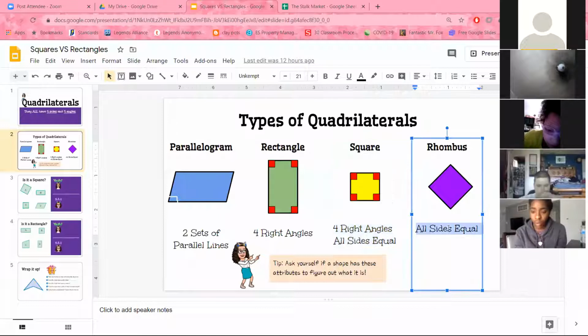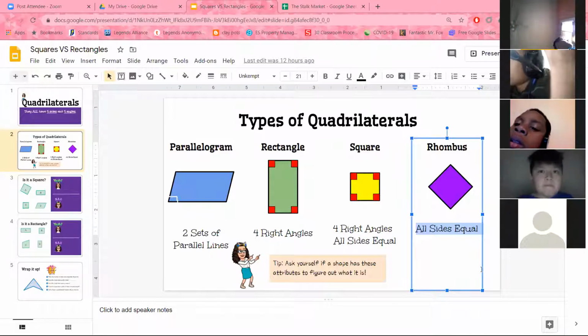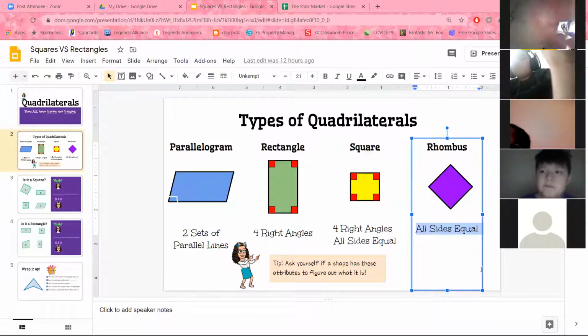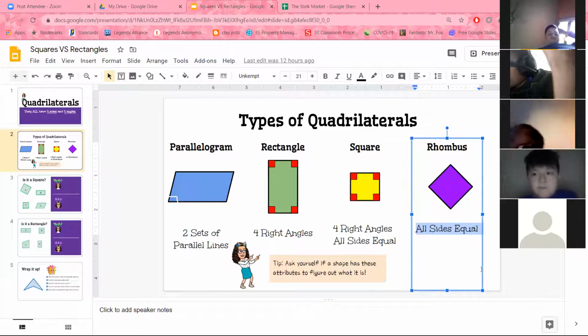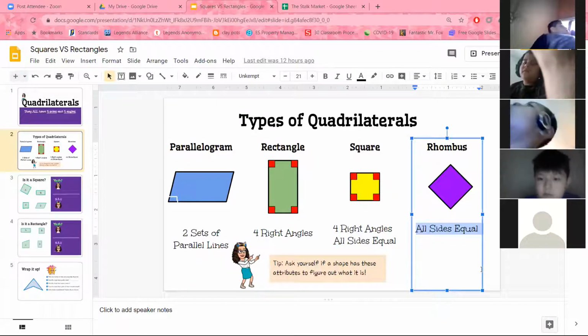And then, last but not least, the rhombus. What are the attributes of a rhombus? Have we called on Christian yet? I have not. Christian, can you read that for us? The attributes of a rhombus. Thank you. All sides equal. All sides are equal. Okay.